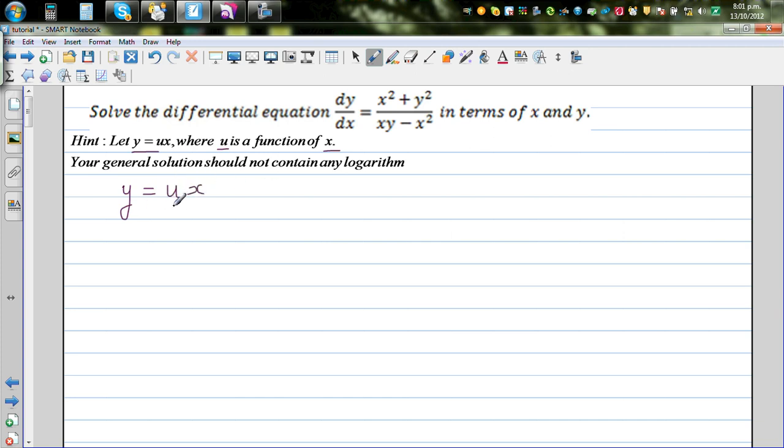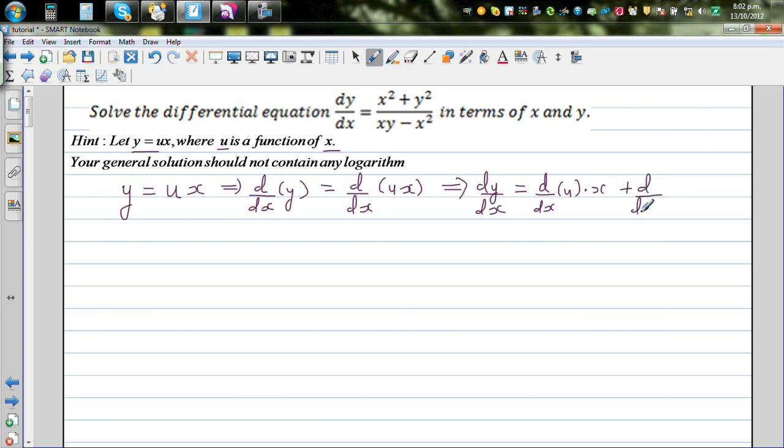Okay, so let us differentiate this with respect to x. So this implies d by dx of y is equal to, I'm differentiating both sides with respect to x, d by dx of ux. I'm writing it like this to save space. So d by dx of y is nothing but dy by dx, is equal to, now here we have to use the chain rule. We are differentiating using the chain rule. This is d by dx of u times the second function, which is x, plus d by dx of x times u. So this is simple chain rule.